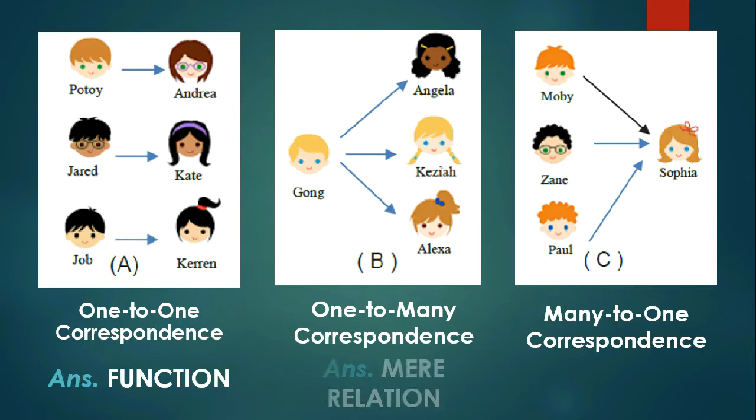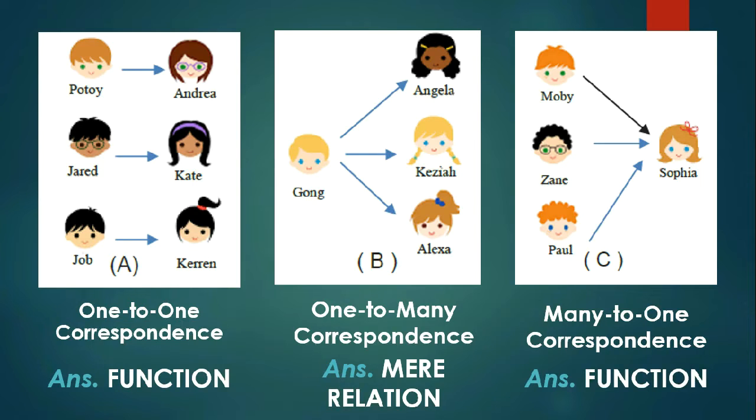The second one, diagram B is just a mere relation. So as you can see, yung tatlong arrows, nanggaling lang siya kay Gong. So 3 times siyang naulit. Naka-pair si Gong kay Angela, naka-pair ulit siya kay Kesha, at naka-pair ulit siya kay Alexa. And then lastly, many-to-one correspondence is also a function.